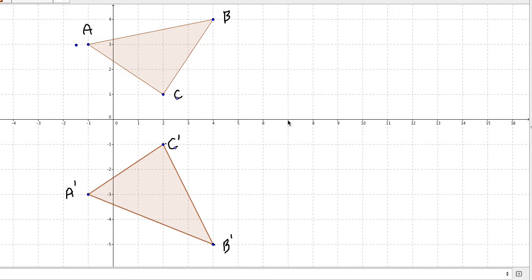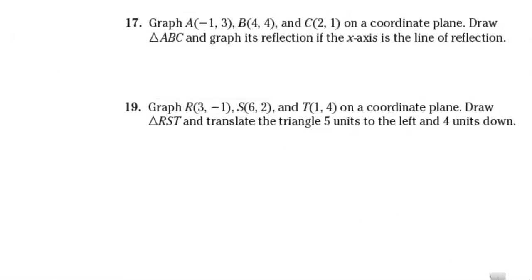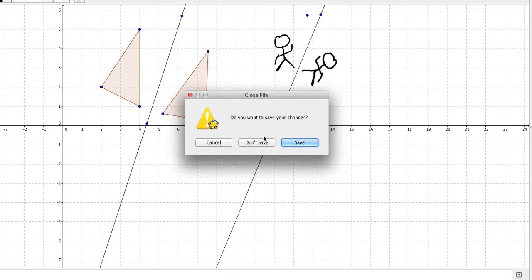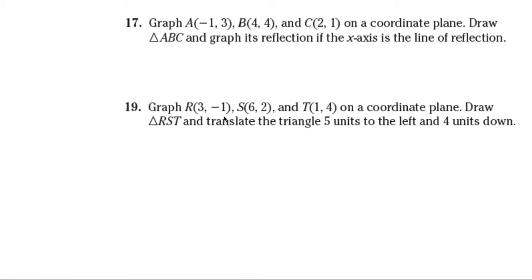Okay, and let's do number 19 really quick. Let's take that out. We're done with this one. Number 19: point R is 3, -1, S is 6, 2, and T is 1, 4. In a coordinate plane, draw triangle RST and translate the triangle 5 units to the left and 4 units down.